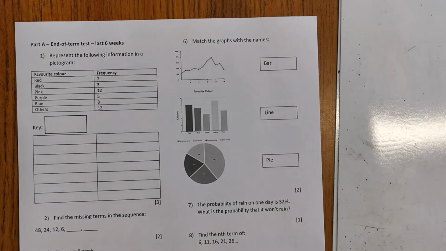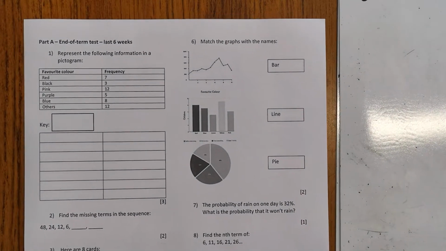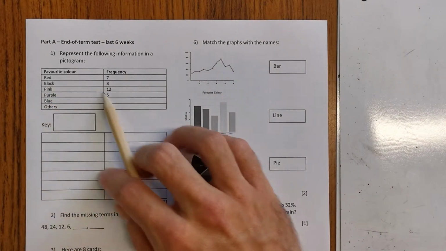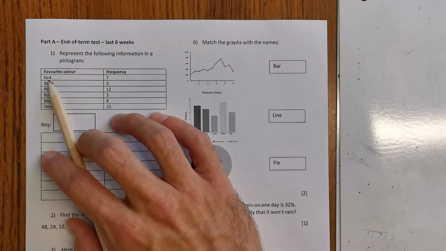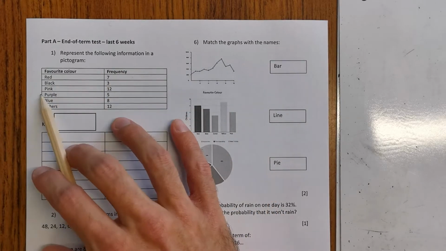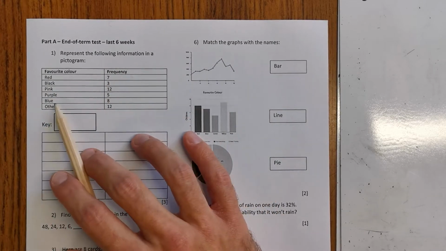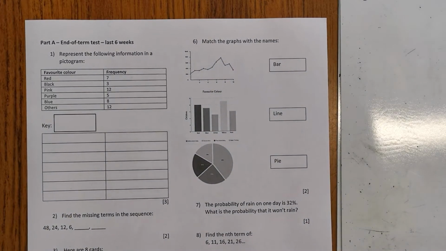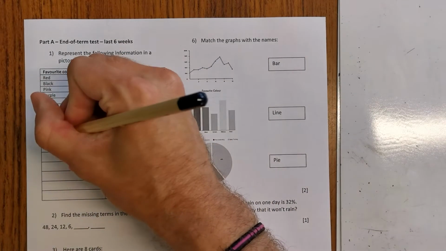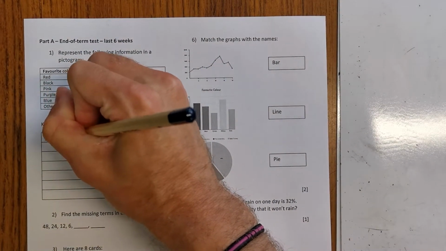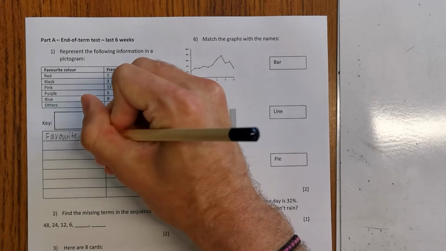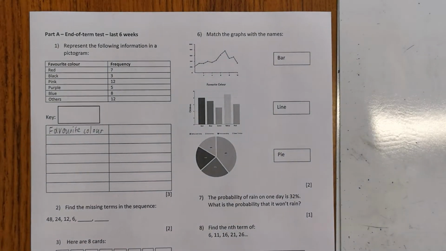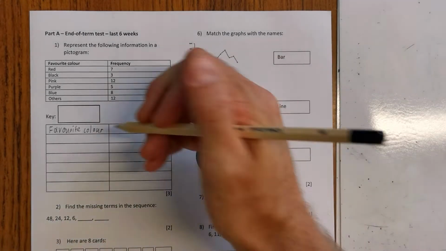Okay, first question, it says, represent the following information in a pictogram. So first of all, favourite colours: red, 7 people, black, 3 people, pink, 12 people, purple, 5 people, blue, 8 people, and other colours, 12 people. Okay, so we need some headings first. Let's have a heading here of favourite colour. Okay, then we're going to list the colours.